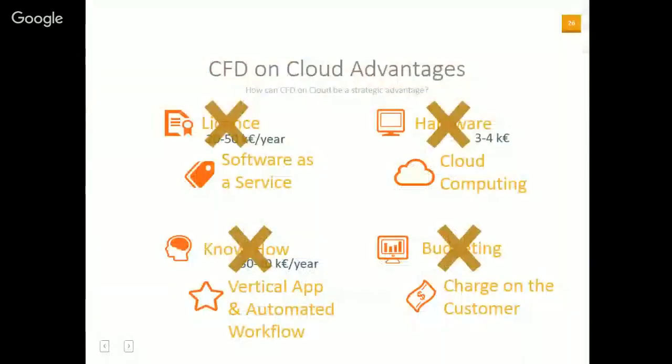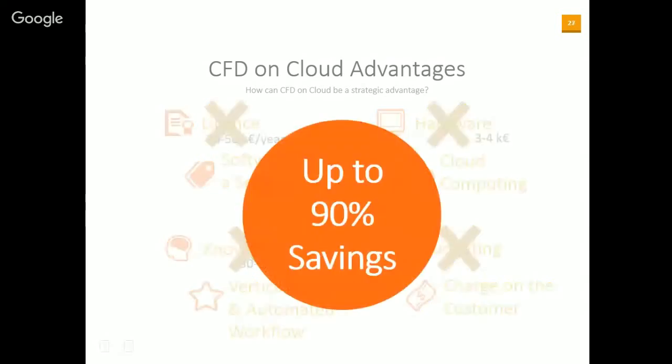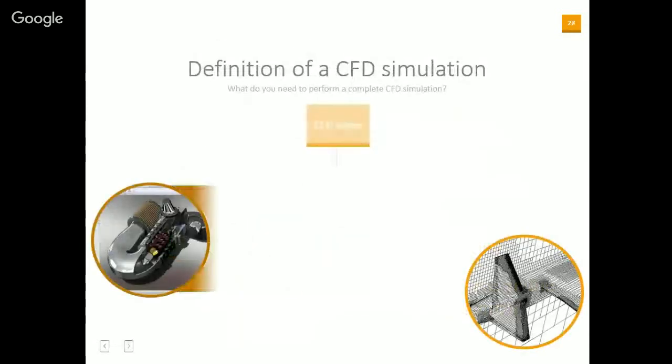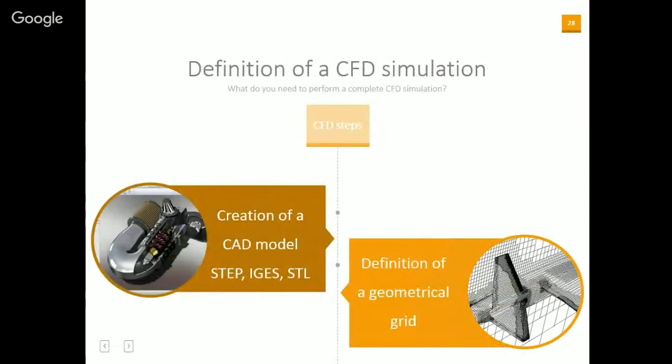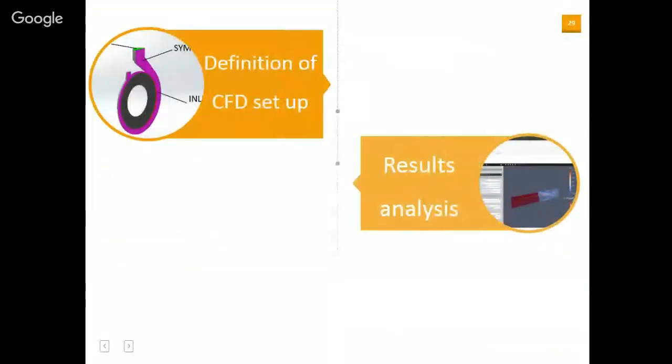This is the presentation of the Conself products, which is a CFD software available on cloud, and thus we got rid of most of the license costs and hardware requirements, and we allow users to save up to 90% compared to standard software costs. We define four main phases of CFD simulations. One is the CAD model, then there is the definition of a geometrical grid or mesh, and there is the CFD setup process, and then result analysis.